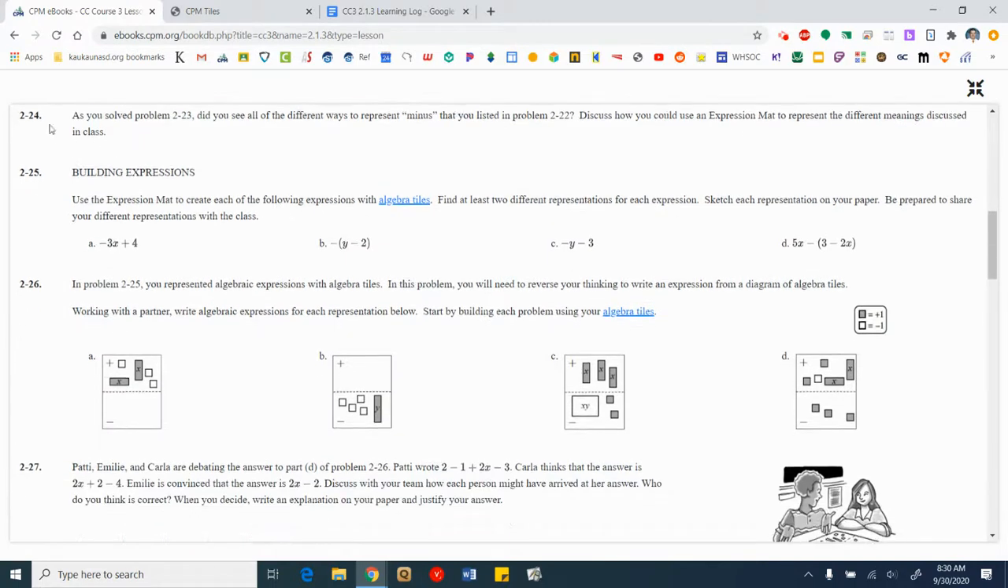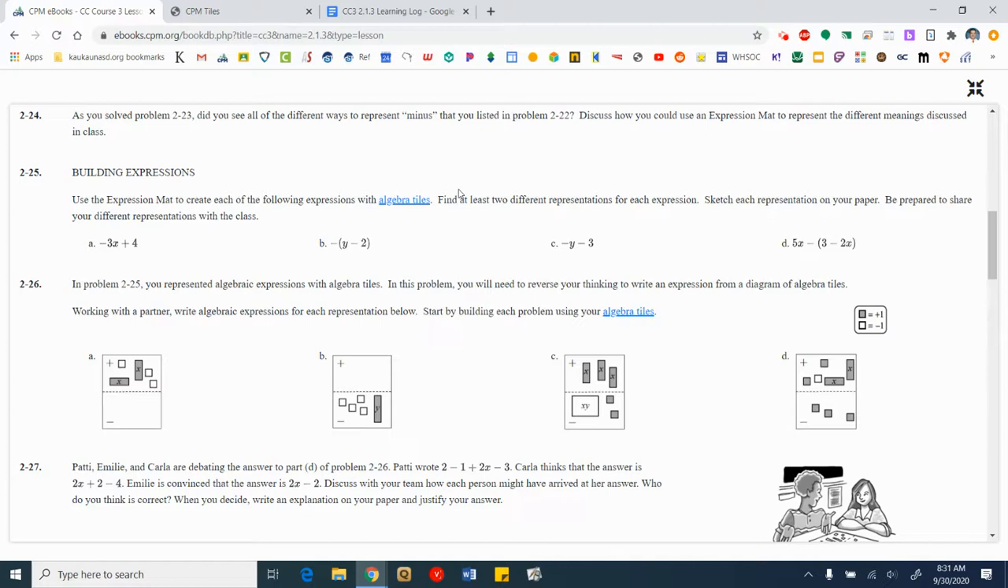All right, building expressions. Use the expression mat to create each of the following expressions with algebra tiles. Find at least 2 different representations for each expression. Sketch each representation on your paper. Be prepared to share your different representations with the class. So go ahead again, pause the video here. Try these on your own, and then check back to see how you did.